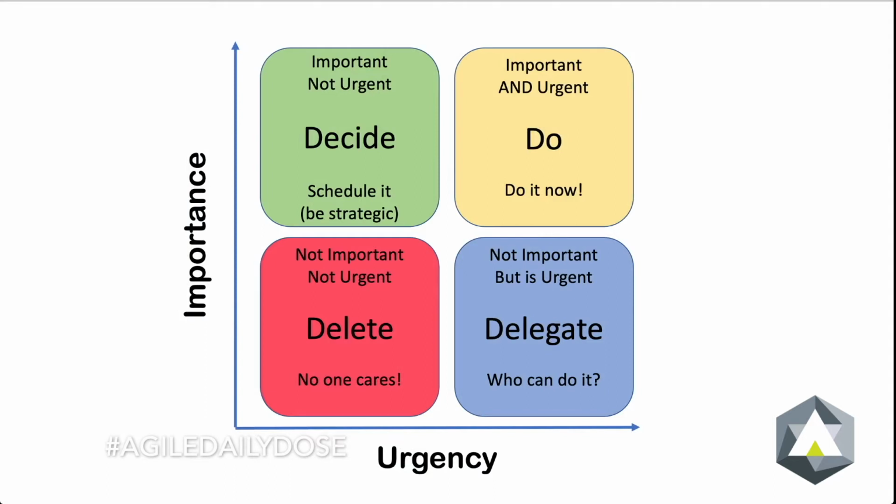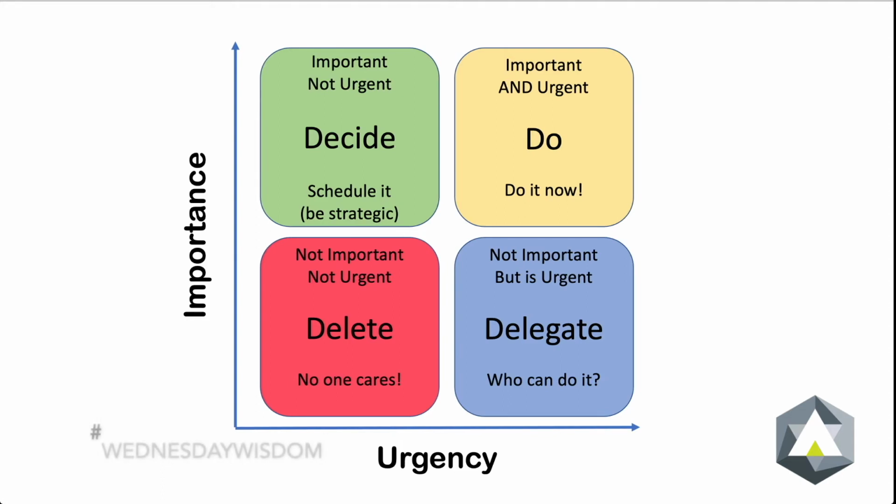In the lower left quadrant are things that are not important and not urgent. And those are things President Eisenhower would delete. No one cares about them, so don't bother doing them. In the lower right quadrant are things that are not important, but they are urgent. So President Eisenhower would try to delegate those things. He would decide who can do it besides him.